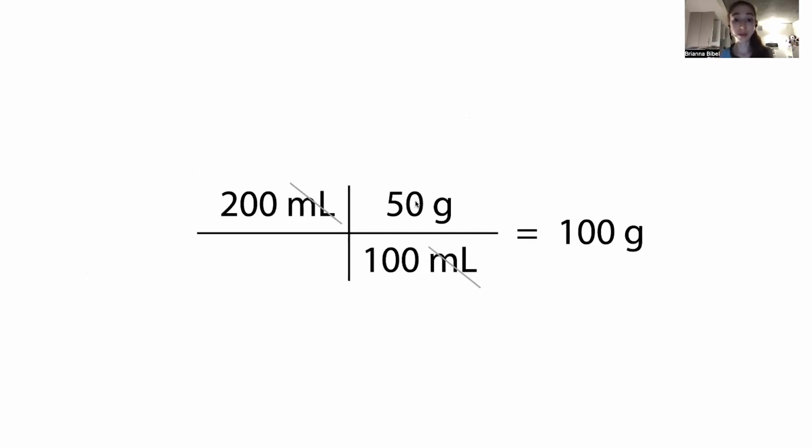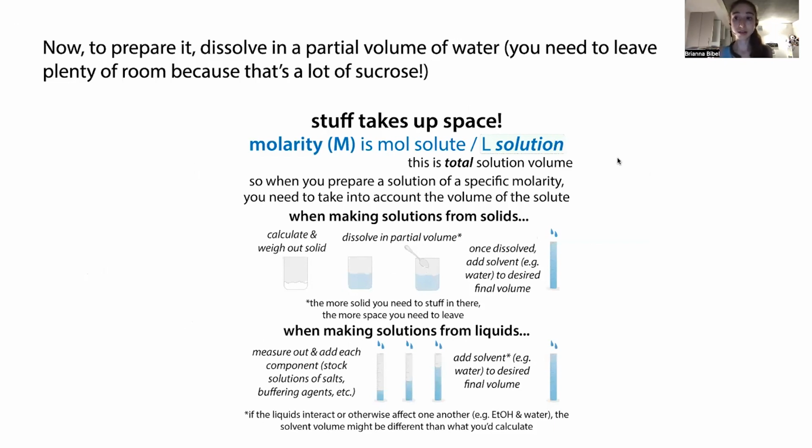So we know 50 grams per 100 mil, and we know 200 mils. We can line these up so that grams is going to be on the top because we want grams as our unit, not our over unit. And then we cancel out the milliliters, and this gives us the same answer that we need 100 grams. To actually prepare this solution, we then weigh out 100 grams, dissolve it in partial water, and then fill up to the volume, and then filter sterilize it or something.